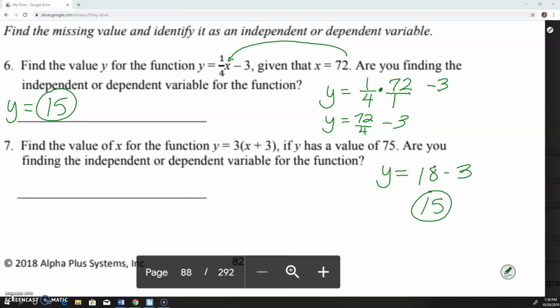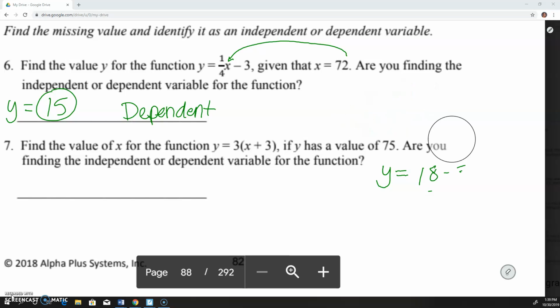Did I find the independent or dependent? They gave me x, I found y. Dependent. Y is always dependent. It's like, why do you depend on your calculator so much? Y is dependent. Think of a way to remember y is dependent. Well, if you know y is dependent, you know x has to be independent, right?